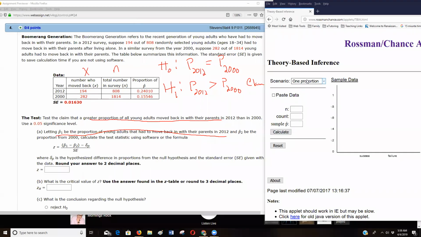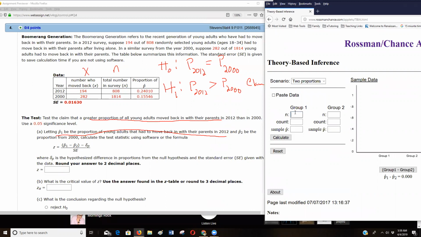So I'm going to switch this to 2 proportions. Group 1 was the 2012 people, so that's 808. 808 is the N, and 194 is the X. And then for the 2000s it was 1814 and 282. So this does look higher than that. So it looks like I have these hypotheses set up right.